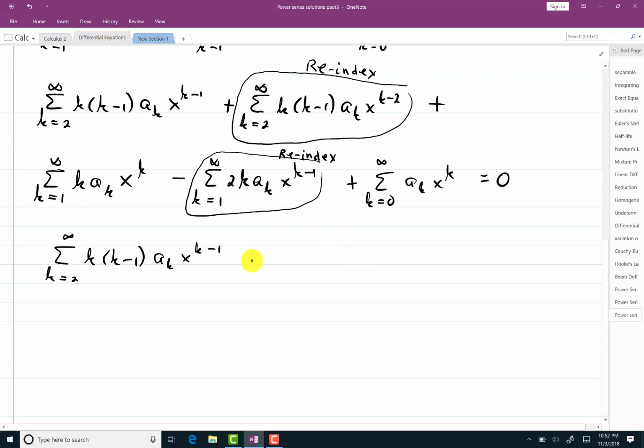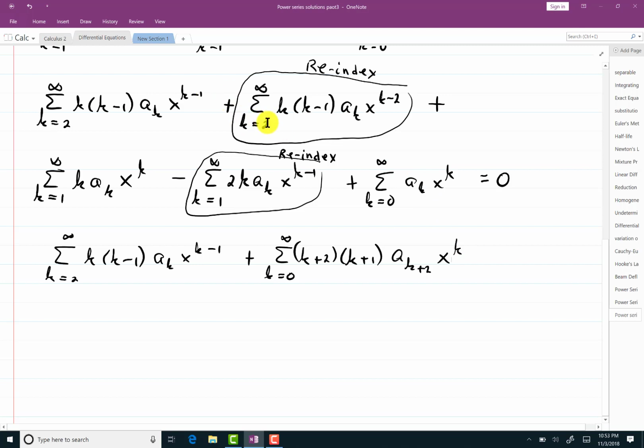But now, when I re-index the second piece, I'm going to want k to start at 0 and go off to infinity. But remember, I change this piece to k plus 2 times k plus 1. Don't forget to change this a sub k to a sub k plus 2, and then x to the k. And you can always test it to make sure it works out.